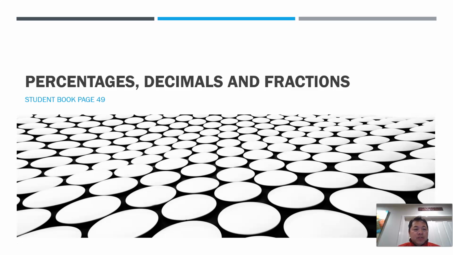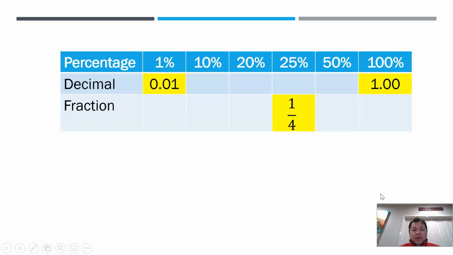Okay, please make sure you have your student book with you. Turn to page 49. So whenever we have a table and we need to convert them vice versa, it's always good to know the basic ones. Like 1% is actually 0.01, which is also 1 out of 100, and of course 100%. So the first part, I'm going to convert percentage into decimal.